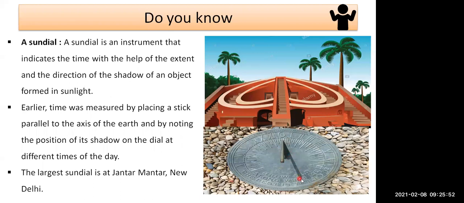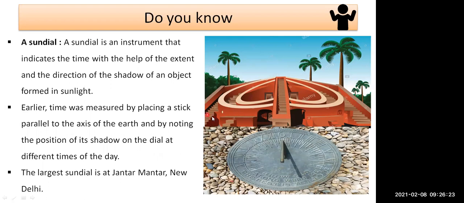If the shadow falls over here, they used to detect the timing accordingly. When the shadow used to fall over here, they used to detect the time accordingly. With the help of the formation of shadow, they used to detect the time. Clear? I hope the sundial is clear to you all. It is an instrument that indicates the time with the help of the extent and the direction of shadow.